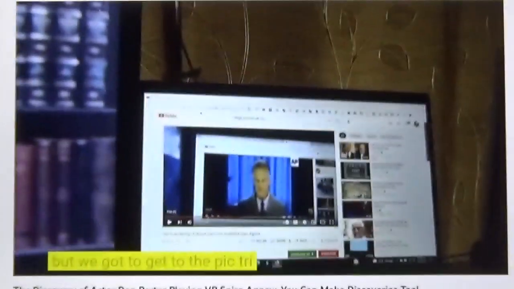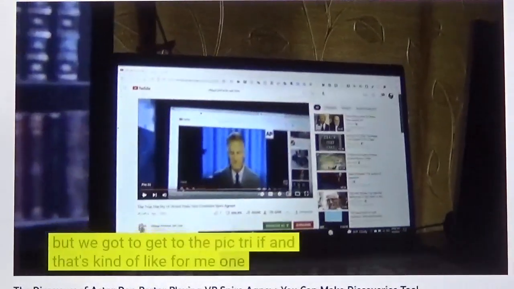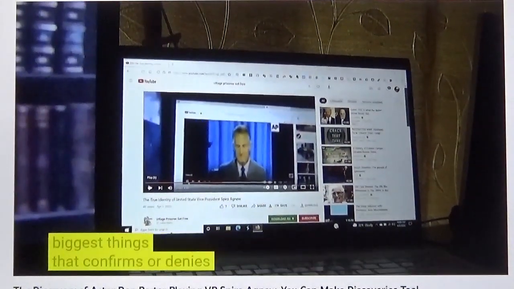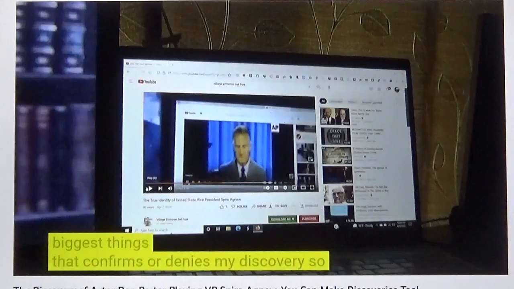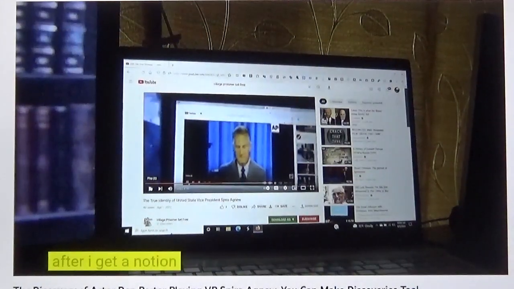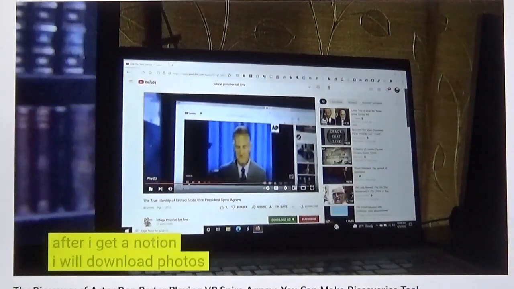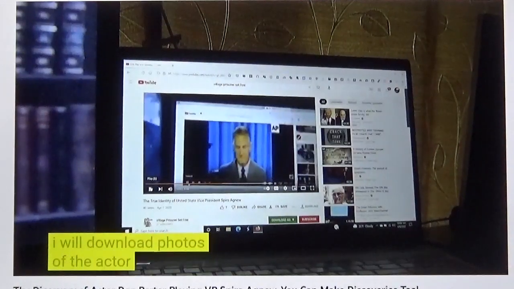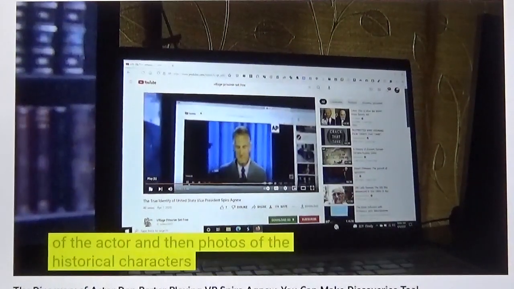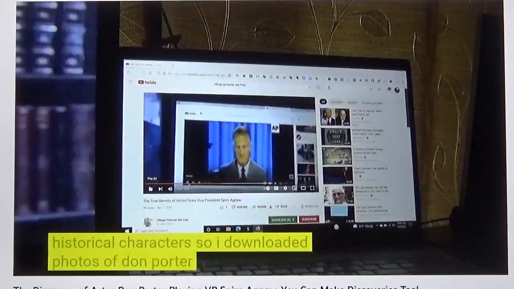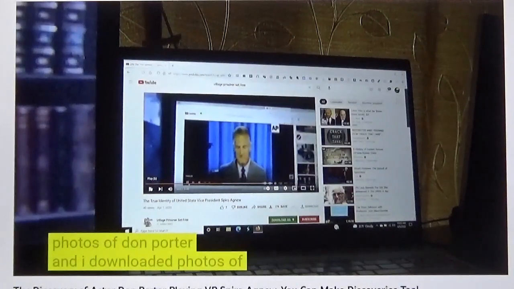But we got to get to the pick, try, if, and that's kind of like, for me, one of the biggest things that confirms or denies my discovery. So after I get a notion, I will download photos of the actor and then photos of the historical character. So I downloaded photos of Don Porter and I downloaded photos of Spiro Agnew.